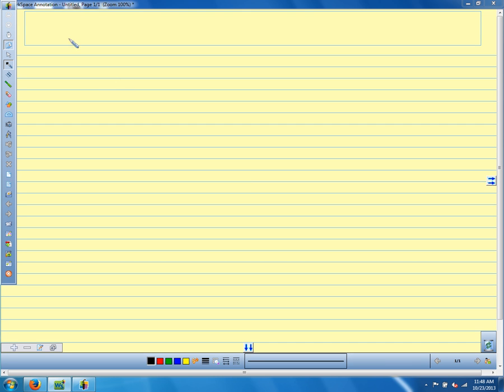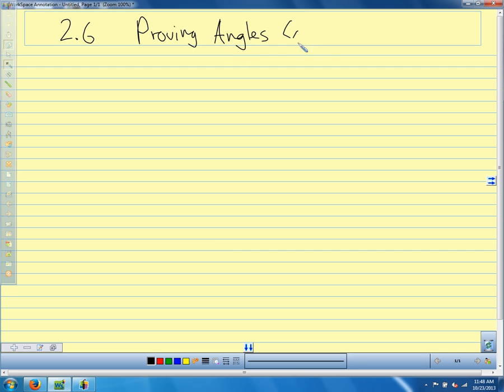We've talked about making conjectures. So we're in section 2.6, our last section in chapter 2. We're going to talk about proving angles congruent.